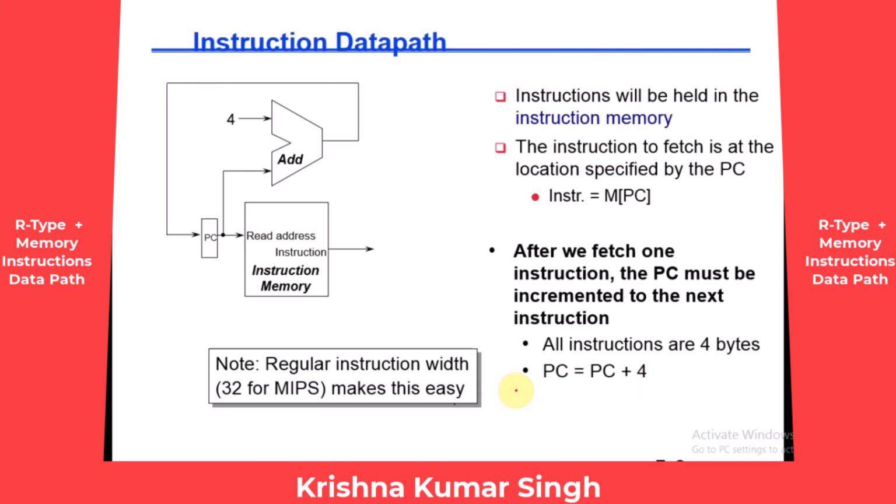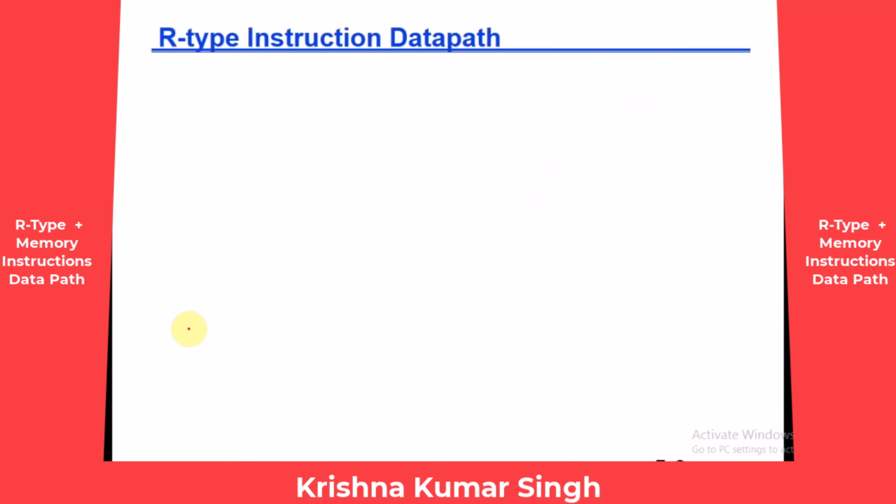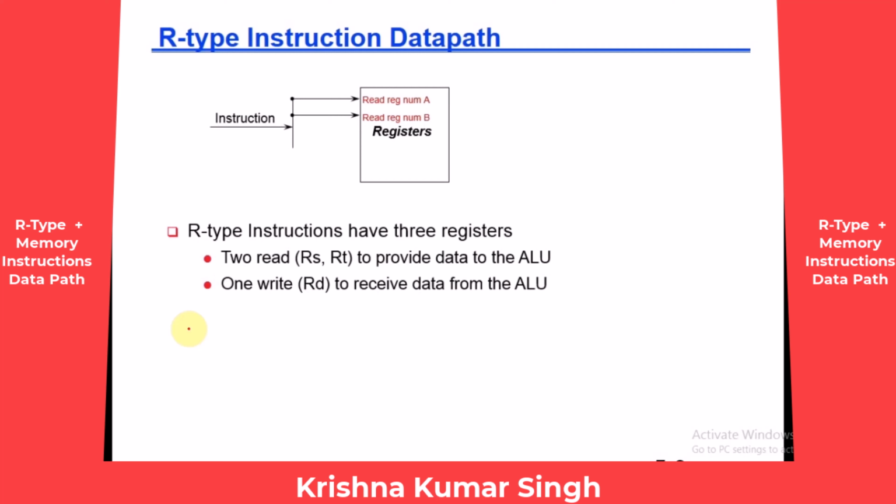So in this way, the program counter will be loaded by program counter plus 4, or in fact, the program counter refers to the next instruction. Since all of the instructions in MIPS have a fixed width of 32 bits, it can easily find the address of the next instruction by adding 4 to the current value of the program counter.